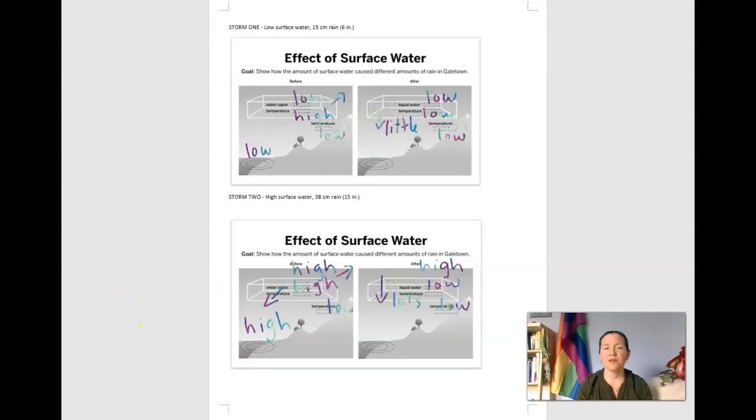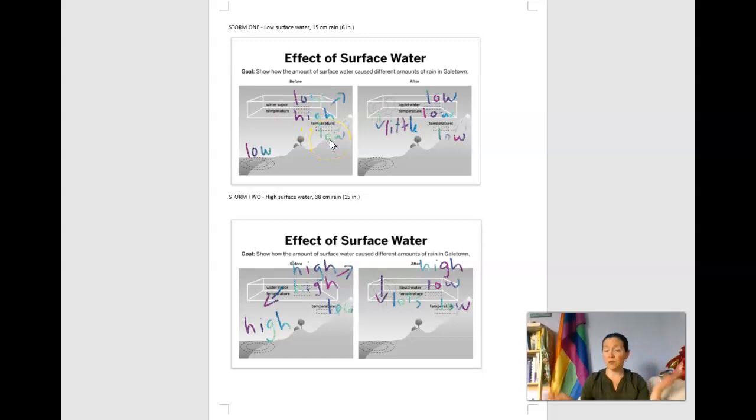Great, so let's look at the diagrams that I did of Storm 1 and Storm 2, and see if they match what you came up with. All right, so the top image here was Storm 1, low surface water, and a little bit of rain. So what I wrote is, okay, we have a low surface water amount. Our temperature in the air parcel is usually higher than the temperature outside the air parcel. We learned that from the sim, right?